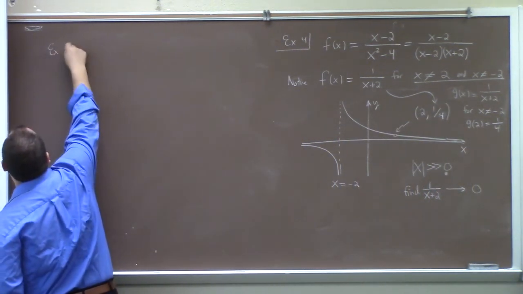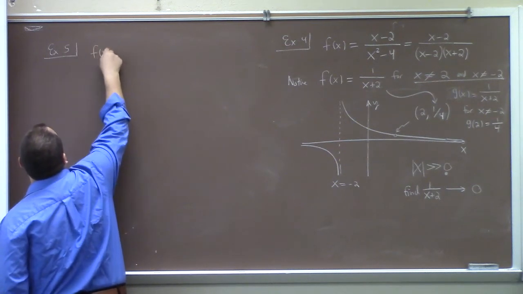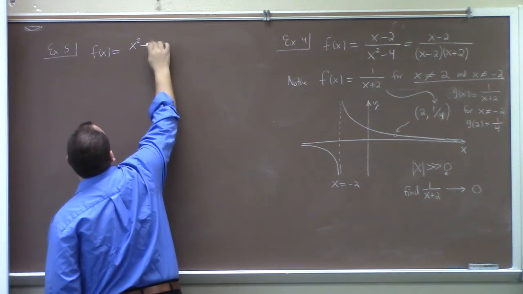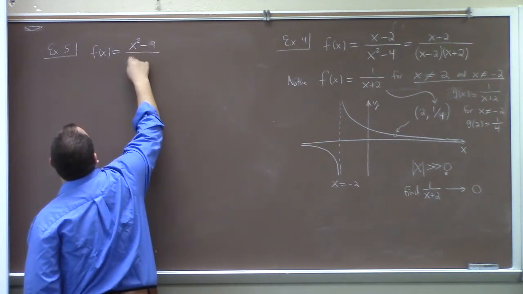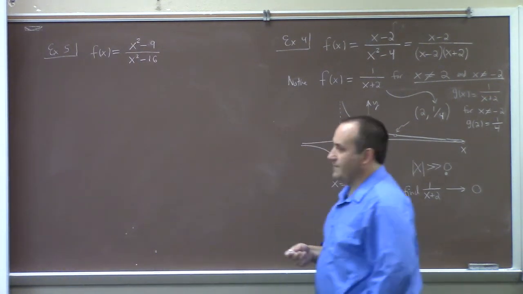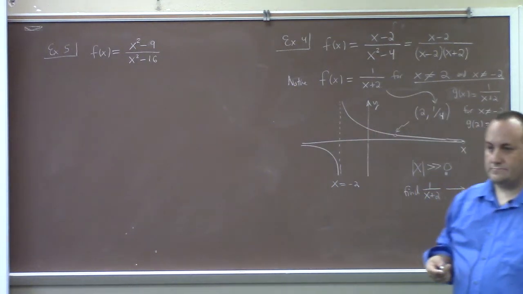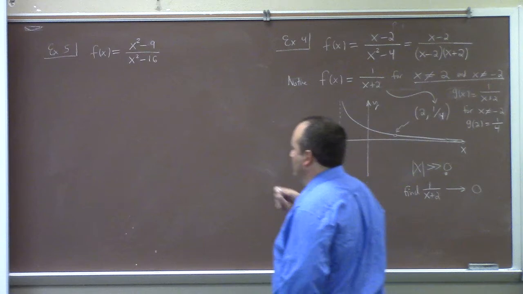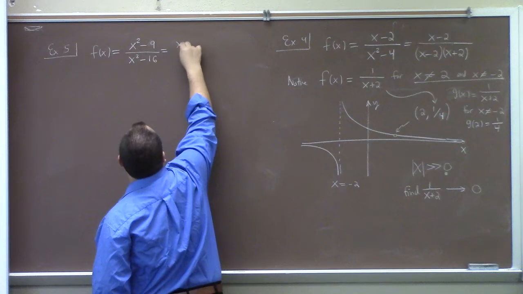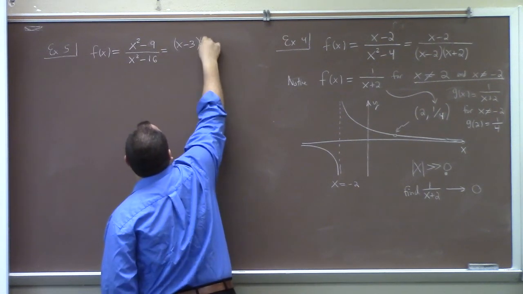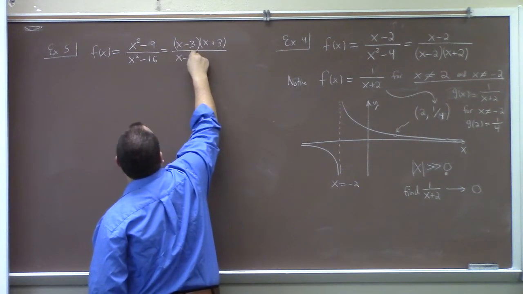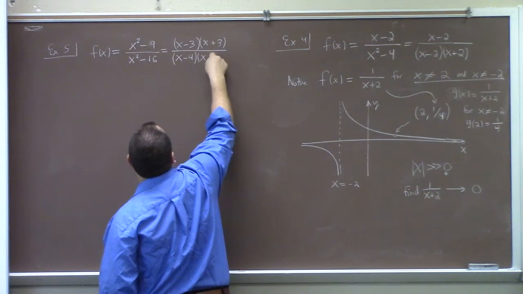Example 5. F of x equal to x squared minus 9 over x squared minus 16. All right, so we can factor the numerator. We get what, x minus 3, x plus 3, right? X minus 4, x plus 4.